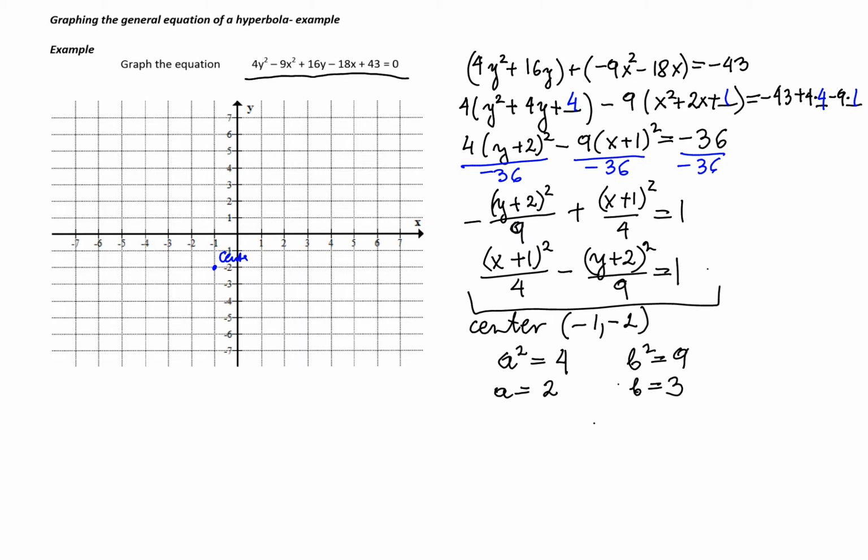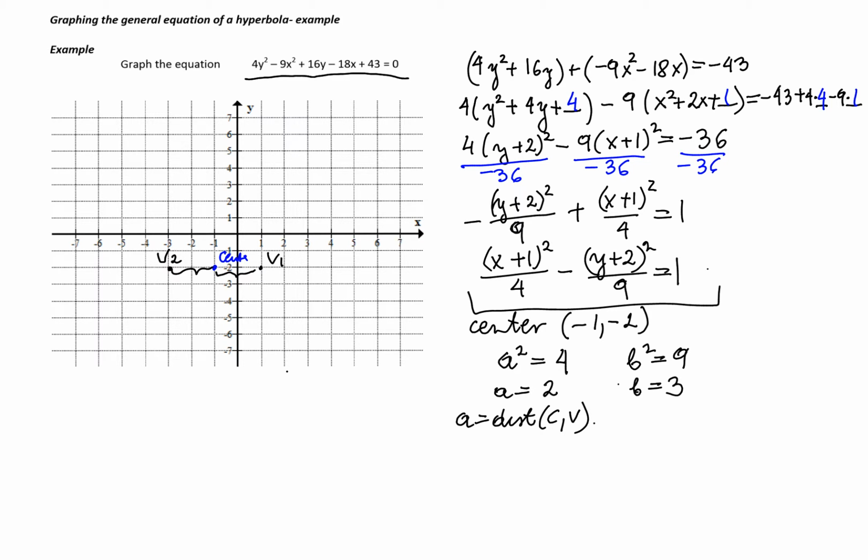And now we'll use the value of a to find the vertices. The value of a is the distance between a center and a vertex. And we know vertices are on the line that is parallel to the x-axis. Then starting with the center, we'll go 2 units to the right to find the vertex, let's say v sub 1, and we go 2 units to the left to find the vertex v sub 2.